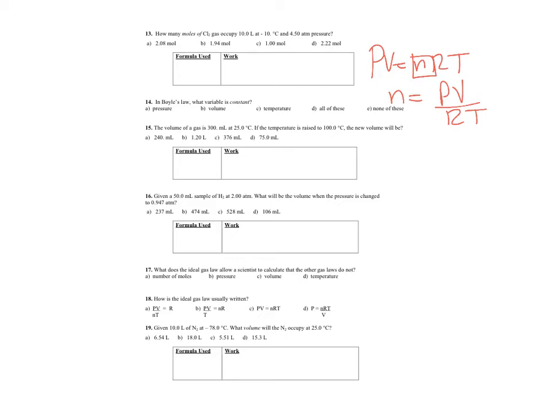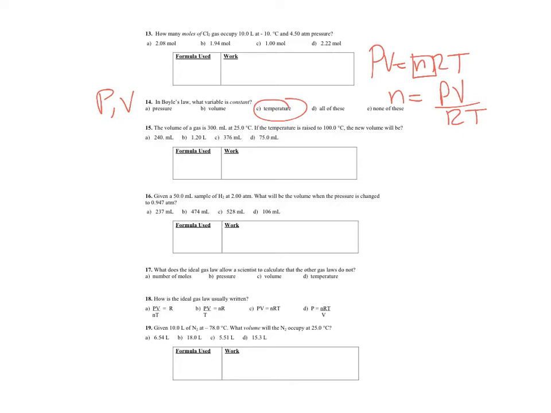In Boyle's law, number 14, what variable is constant? Well, Boyle is about P and V. And so what has to remain constant is temperature. Another choice that would have been okay here would be moles. The moles and the temperature are constant, but they didn't mention the moles. So temperature is the best answer there.